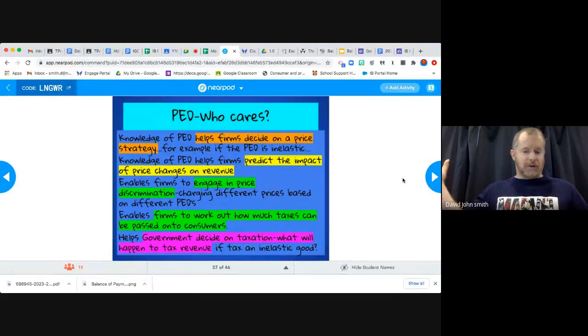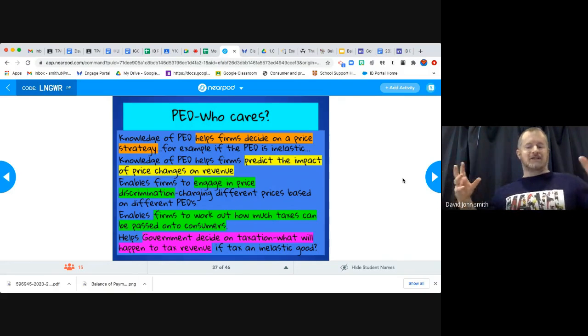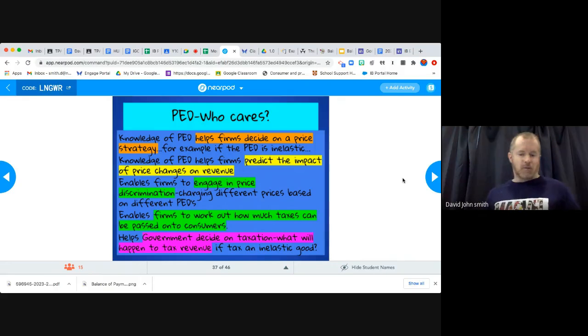Okay, to earn more revenue. So therefore, we say that knowledge of PED helps you as a business to figure out what the impact of price changes is going to be on your revenues. So firms, businesses, are going to be able to discriminate with prices as well, right? Because if they know different groups of people have different elasticities, Coca-Cola might be more inelastic for one person and more elastic for another. So they could potentially charge one group more than another, right?